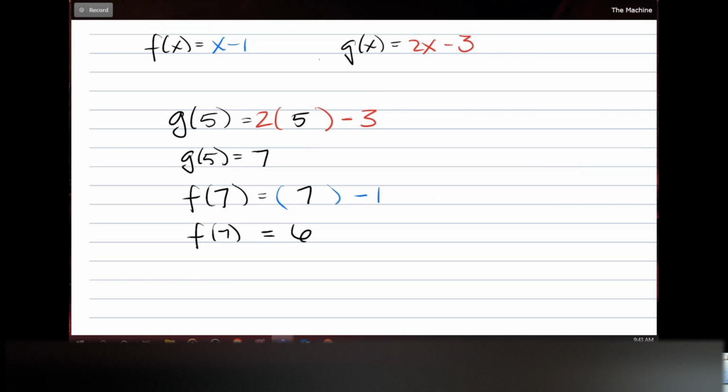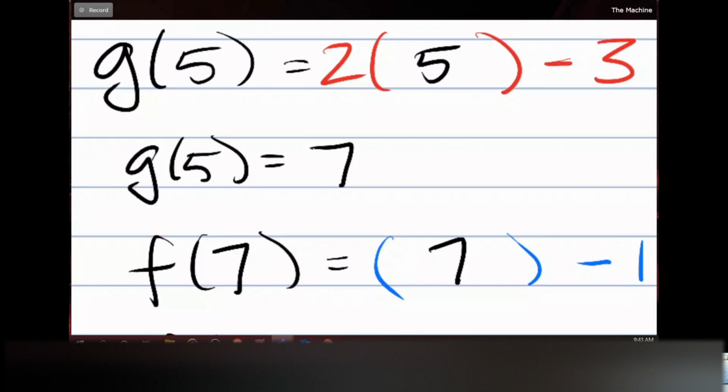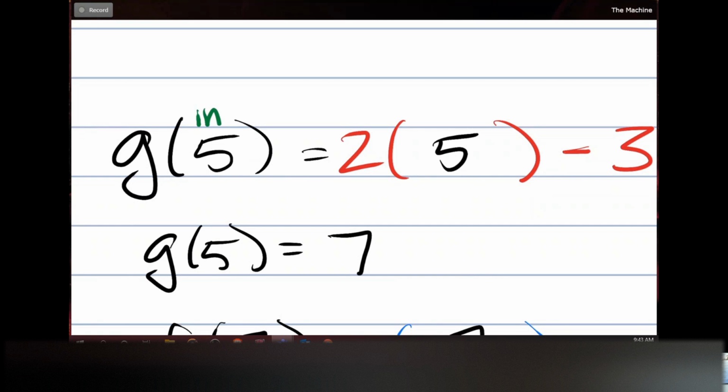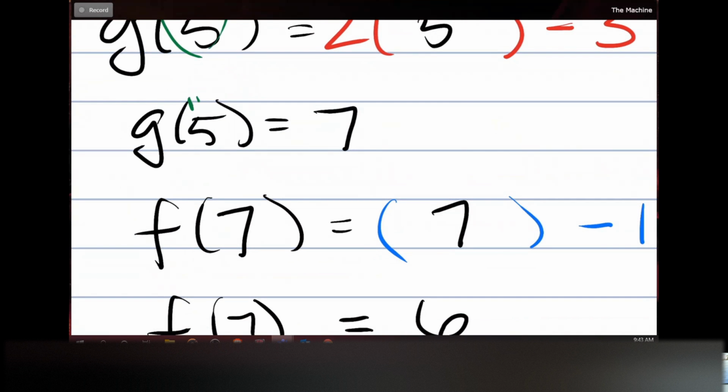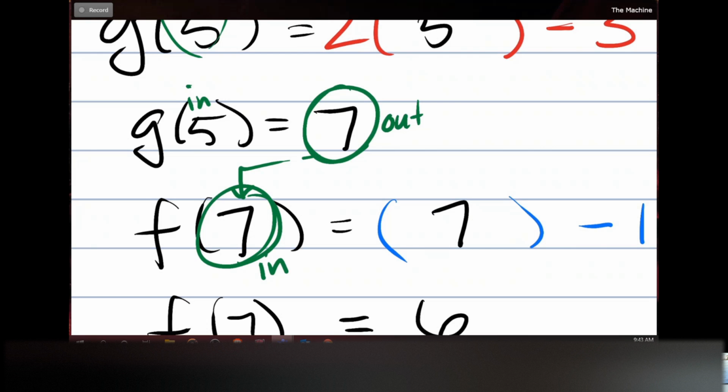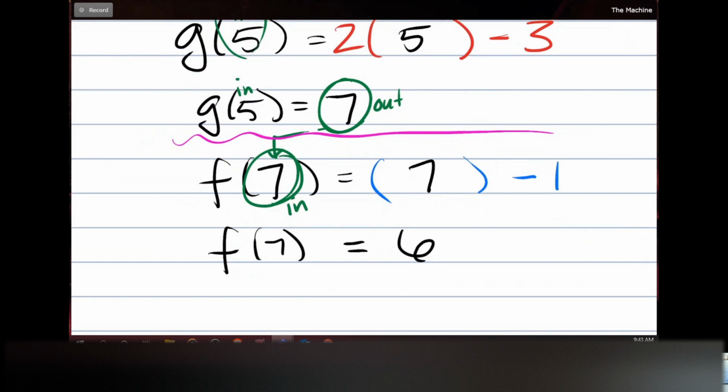Okay, here's what's happening. I have an input of 5, right? Didn't I start with 5 as my input? Yes. So the 5 is my input, and I got 7 as an output. Then I used 7 as the input for the next level, and I got my final output of 6.